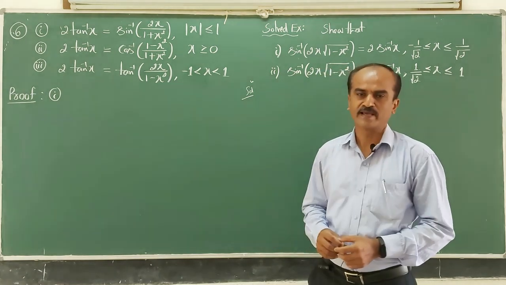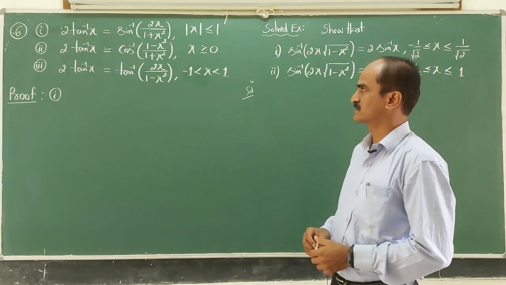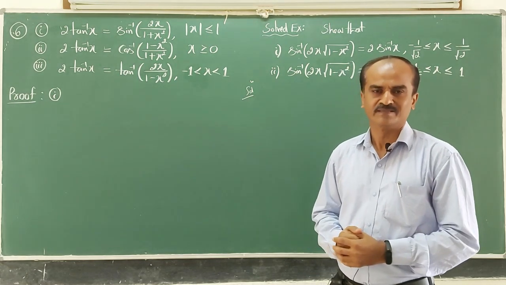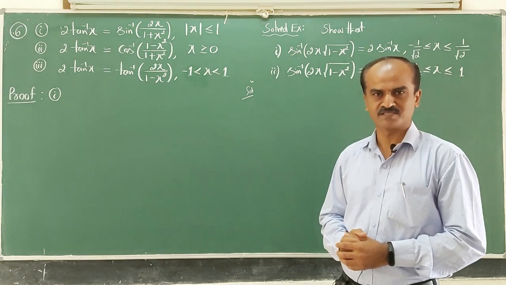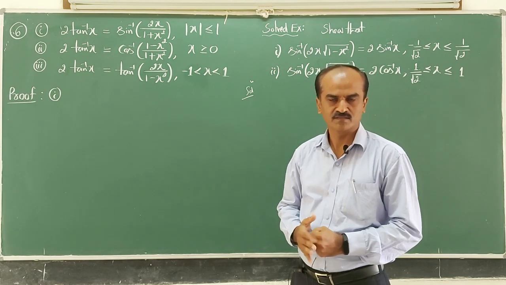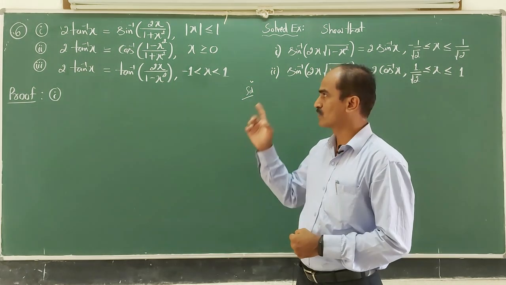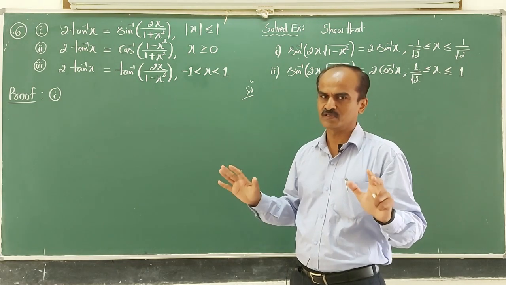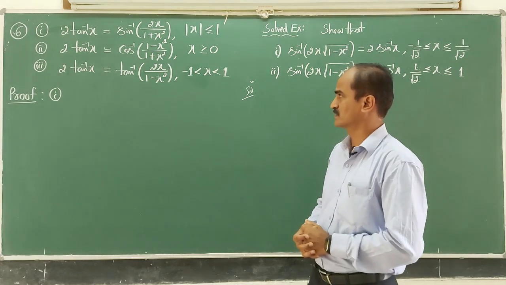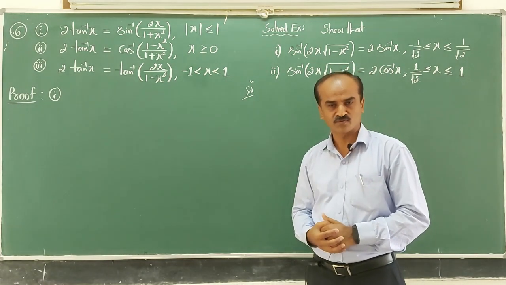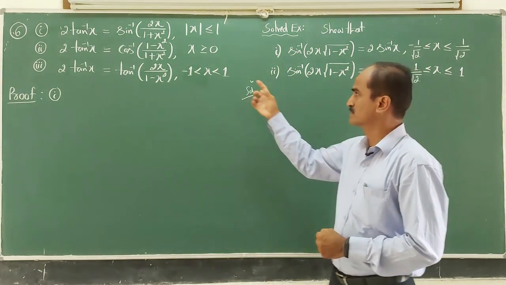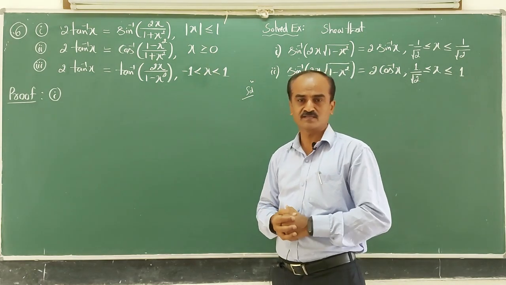It says 2 tan inverse x is the same as sin inverse of 2x by (1 plus x square). Remember, these properties hold good with some restriction like mod x less than or equal to 1. If mod x is not less than or equal to 1, you are not supposed to apply this result. That is the restriction here. So you should be very careful. Now 2 tan inverse x is cos inverse of (1 minus x square) by (1 plus x square) for all the values which are greater than or equal to 0. Means when x is negative, you are not supposed to apply this result.